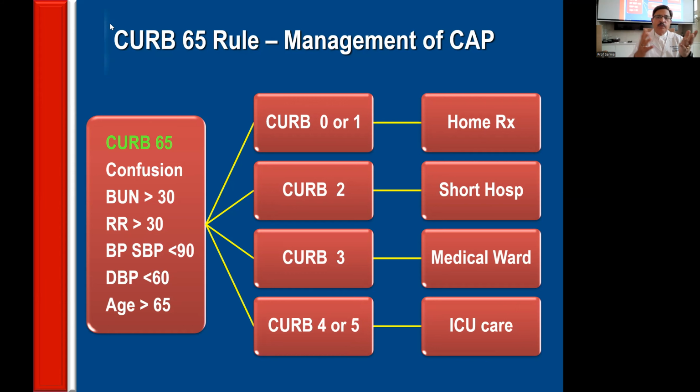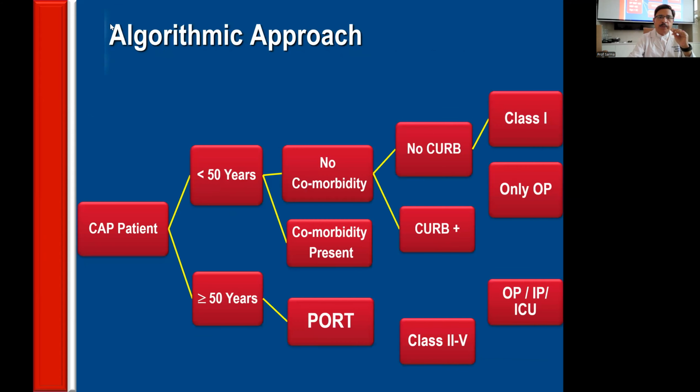2, moderately good prognosis, short hospitalization. 3, patient has to go to the medical ward. 4 and 5, very high mortality patients. They must be admitted for ICU care. So we learned PORT and we also learned CURB, how to use these two parameters.